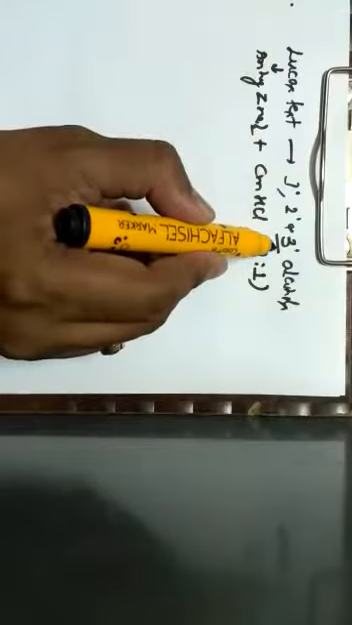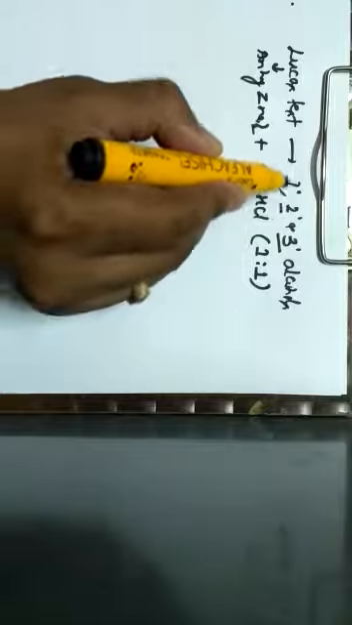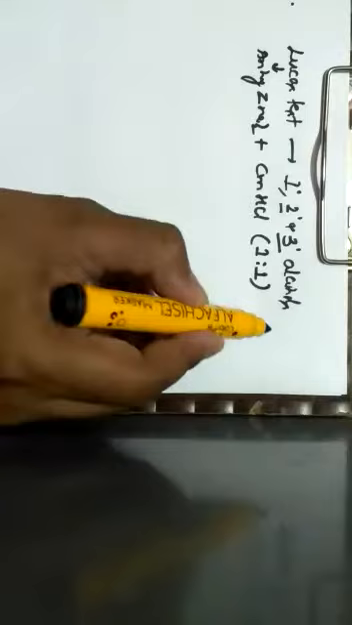immediate turbidity is obtained. In secondary alcohols, turbidity is obtained after 5 minutes. In primary alcohol, there is no turbidity at all. Hence, the correct answer for this question is option C.